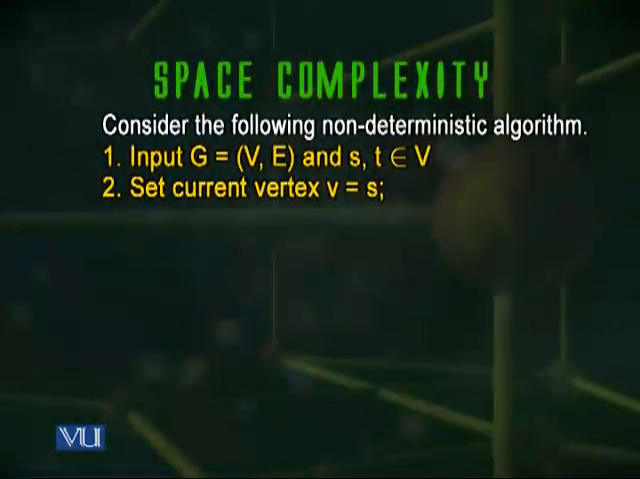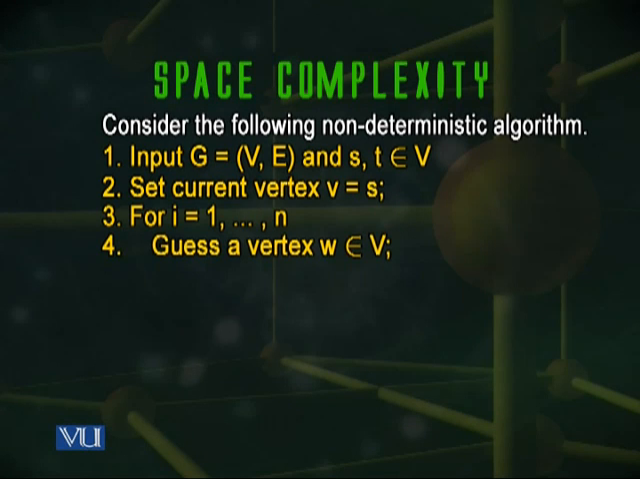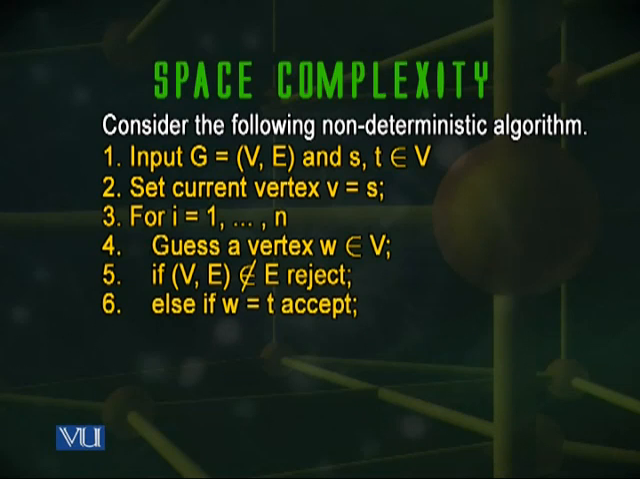So the input to this problem is what we expect. It's a graph with two special vertices. One is the source and one is the target. What this algorithm does is it sets the current vertex V to be the source vertex, and then it runs the following loop n times. In this loop, every time it guesses a vertex W, and then it checks if (V, W) is an edge in the graph. If it is not an edge in the graph, then it rejects. Otherwise, it checks if W is equal to T, then it has found a path from S to T, so it accepts. Otherwise, it updates the vertex V to be W.